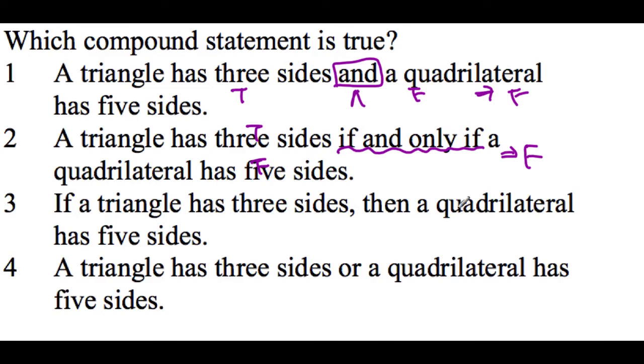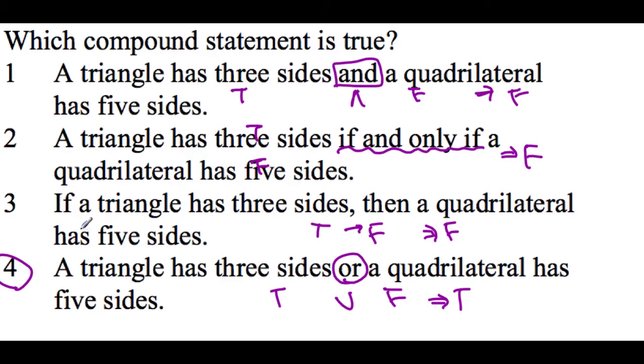If a triangle has 3 sides, then quadrilateral has 5 sides. So this is a conditional statement where the first part, the hypothesis, is true, and our conclusion is false. True to false in the conditional statement will be false. Now, triangle has 3 sides, or, whenever we use the word or, that's basically disjunction. In that case, as long as one of them is true, then the entire statement would have been true. So it says a triangle has 3 sides, which is true, or a quadrilateral has 5 sides. That's false. When you have true or false, the answer will be true. So therefore, our answer will be choice 4.